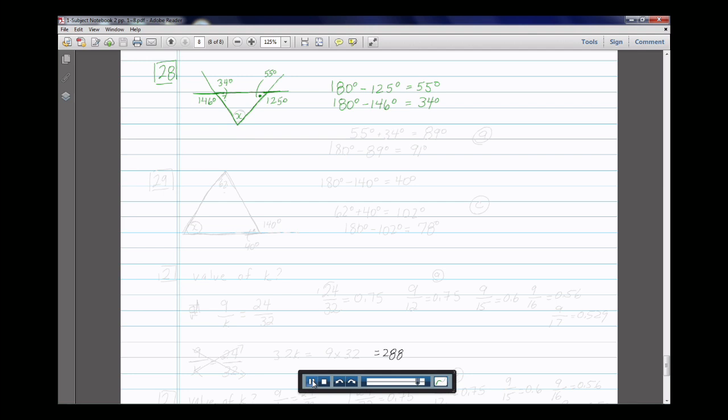And so if we add those two together, 55 plus 34, that is 89 degrees. And you know that the sum of all the angles in the triangle is also 180. So if you take off that 89, then there's 91 degrees left for this angle here. And that answer is A.